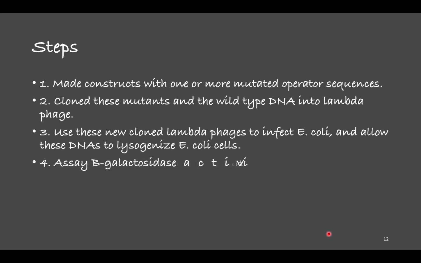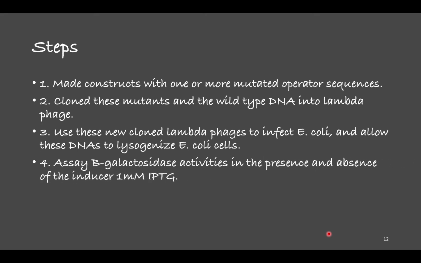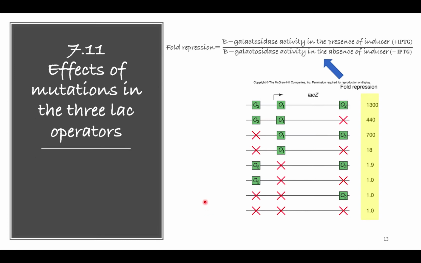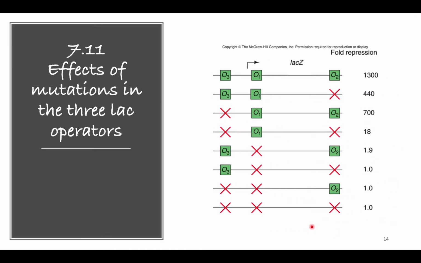After that, they assayed beta-galactosidase activities in the presence and absence of the inducer, 1 millimolar IPTG, and then calculated repression, which is the ratio of activity in the presence and absence of the inducer IPTG. As I emphasized, here is the formula for repression: beta-galactosidase activity in the presence of inducer, which means the plus IPTG condition, divided by beta-galactosidase activity in the absence of inducer, which means the minus IPTG condition. So now we can see what results and conclusions they got from this experiment.